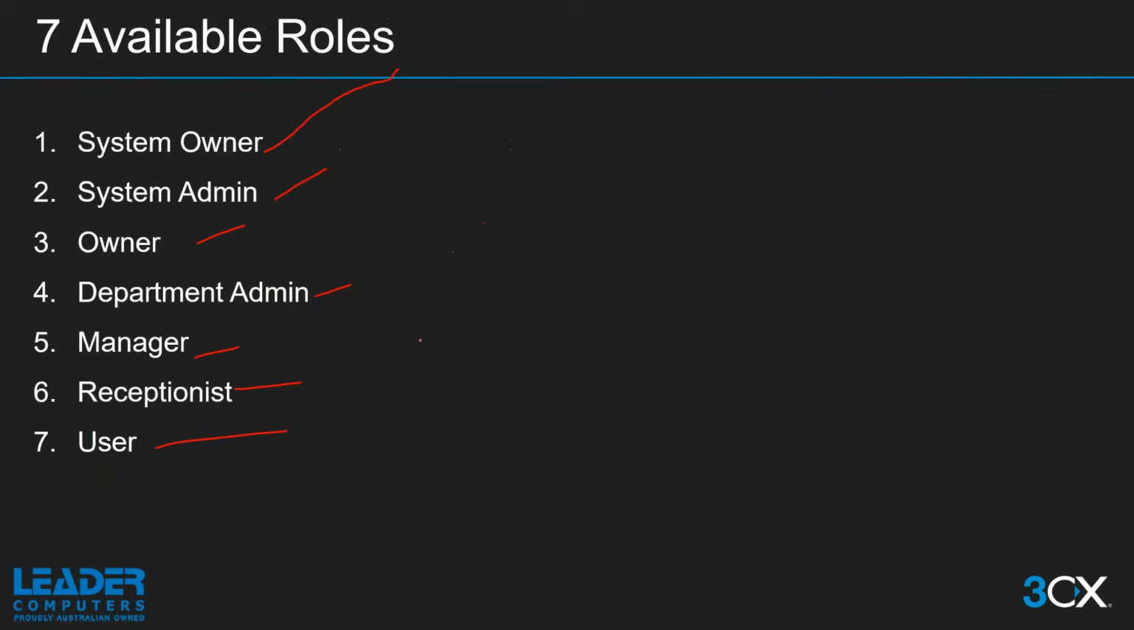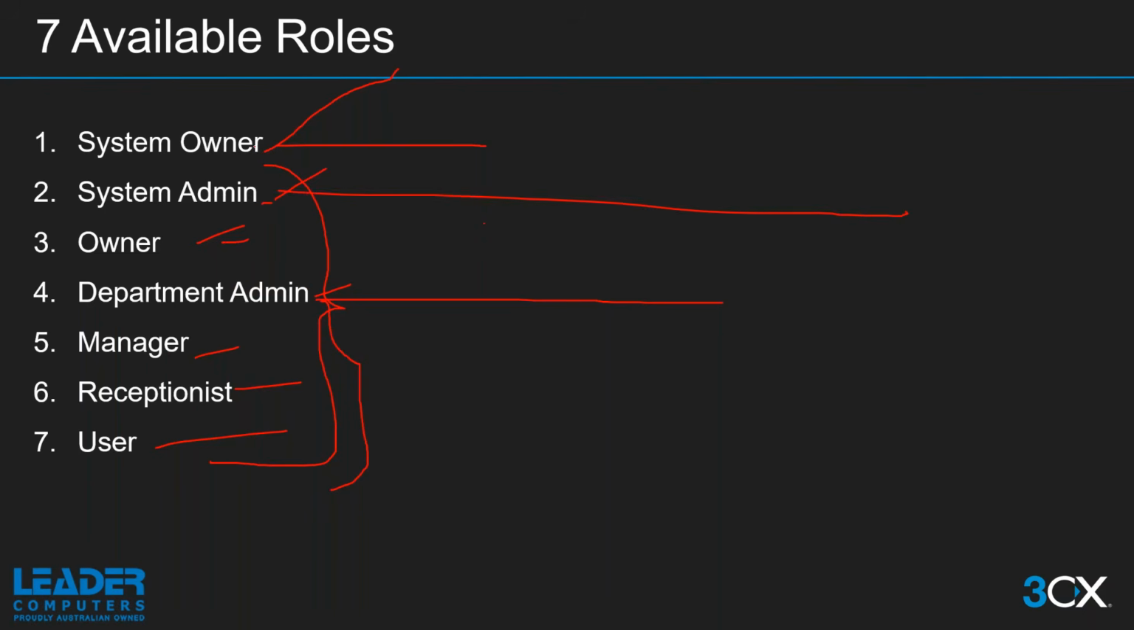So for example, if I am a system owner, I can create or elevate any extension to any of these roles. Let's say I'm a department administrator, then I cannot create a user that is an owner, system admin, or system owner. But I can create a new user or elevate a user to manager, receptionist, user, or even department administrator. So let's say I'm a system admin. I cannot create a system owner, but I can create or elevate any of these users. So the order is important. So you might get a question or two from that.